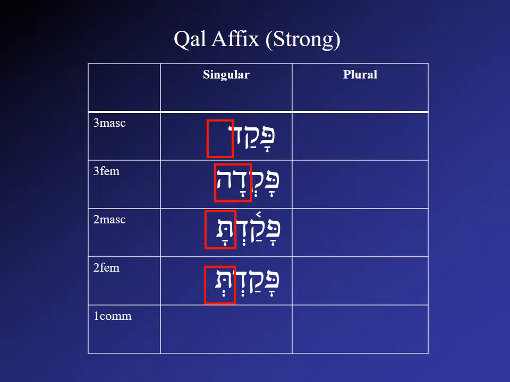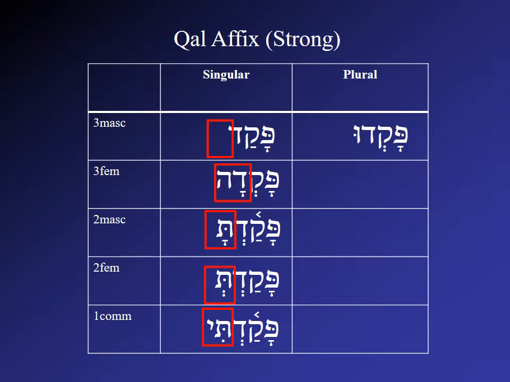The shwa there at the end is very, very soft. It's muttered, but you hardly hear it. So pakadt. The first common singular then adds our ti ending, and also the accent has retracted, so you get pakadti, pakadti. So here you have the Qal affix singular, starting with a masculine blank, ah, ta, t, ti, or pakad, pakdah, pakadta, pakadt, pakadti.